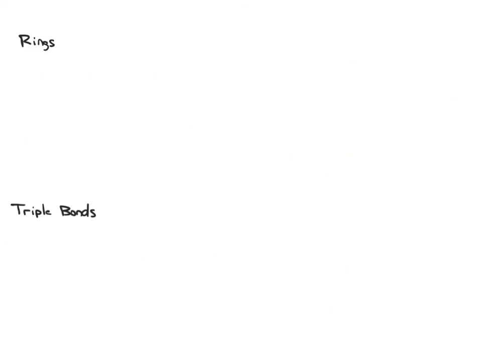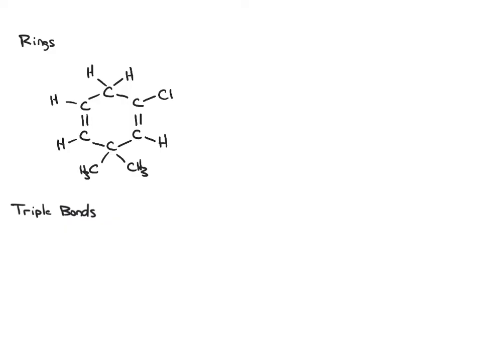A couple other special cases that we'll deal with on converting to skeletal structures. The first is a ring. Let's say we want to draw this six-membered ring as a skeletal structure. What we want to do is just draw a six-membered ring, which is simply a hexagon. And each of those bends in the ring represent a carbon.